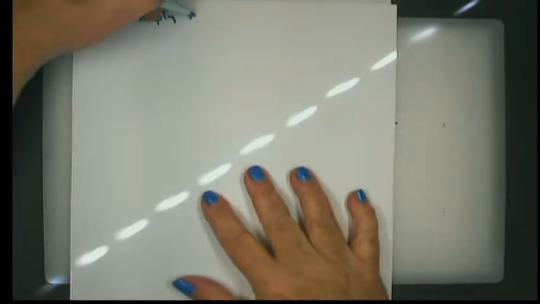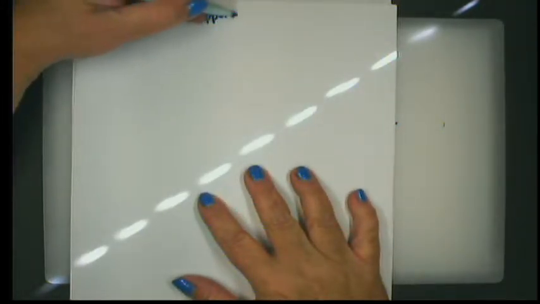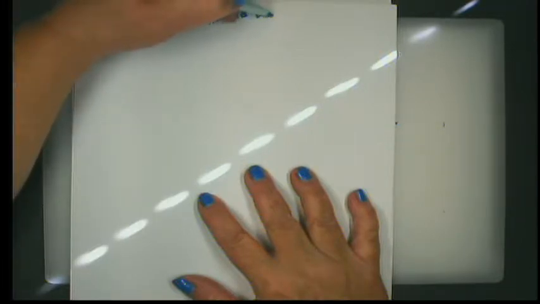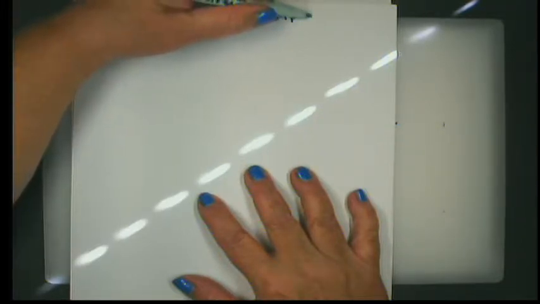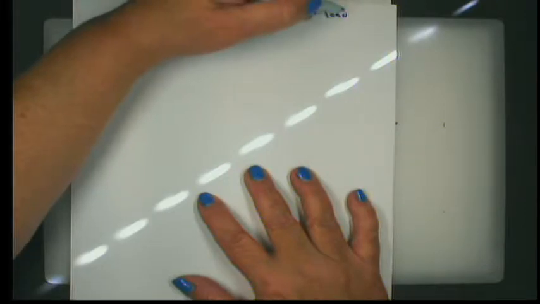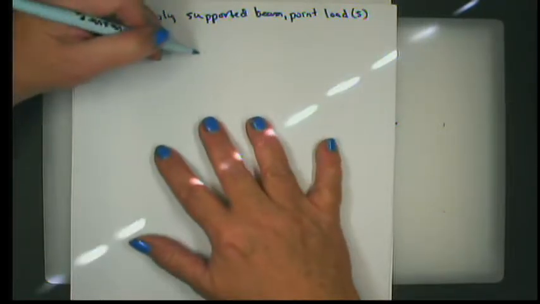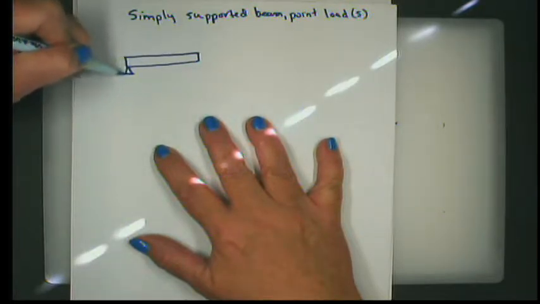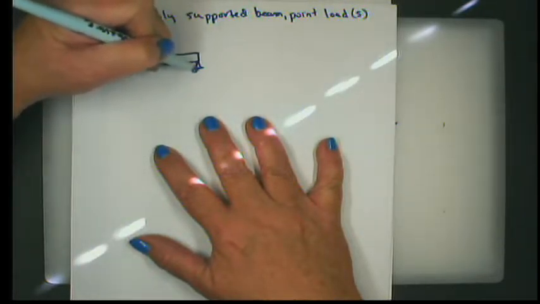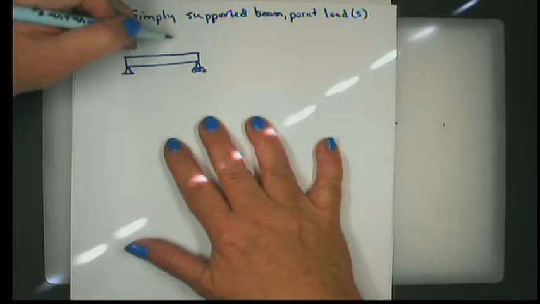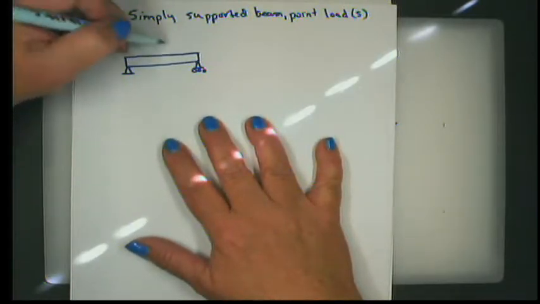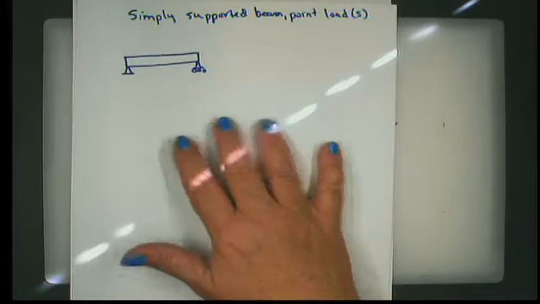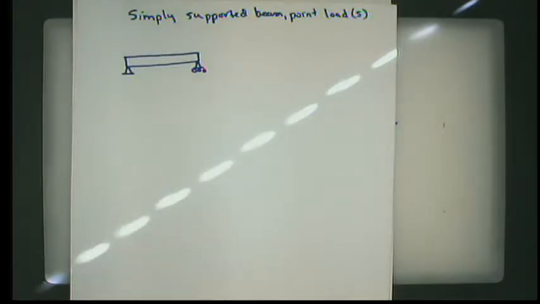Simply supported beam, point load, or maybe point loads, depending on where we end up with time. What we're talking about here is just a beam that has a fixed support on one end, a rolling support on the other, and we have some load that might be in the middle or it might be offset. Let's see if I can work an example.